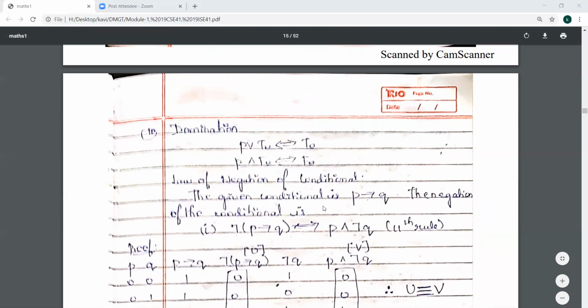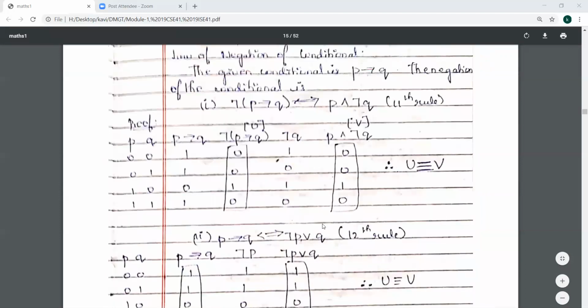Then one more, this is the 11th law. The given conditional is P implies Q. Then what will be the negation of P implies Q? That is equivalent to P and negation Q. Then one more, the 12th law, is also there. This is the 12th law. P implies Q is logically equivalent to negation P or Q.